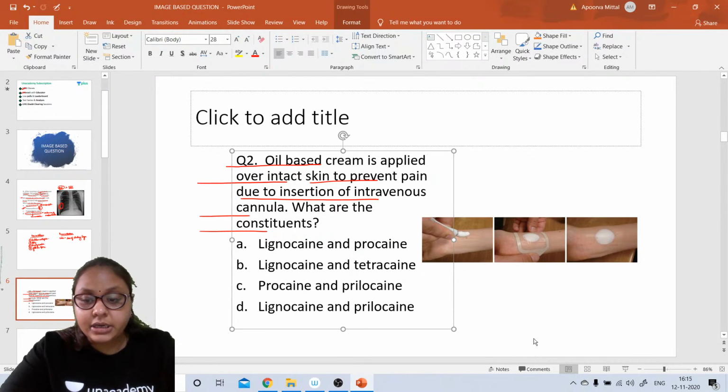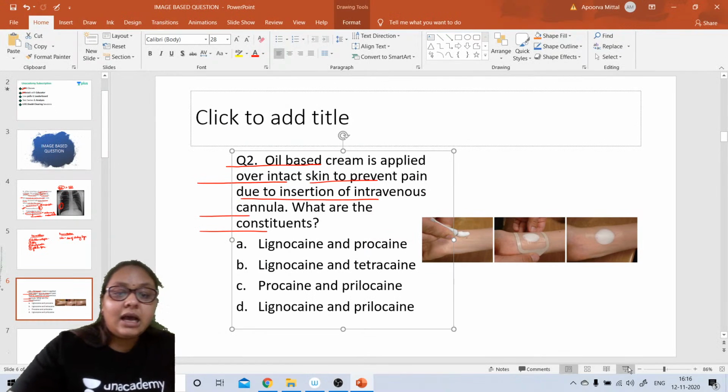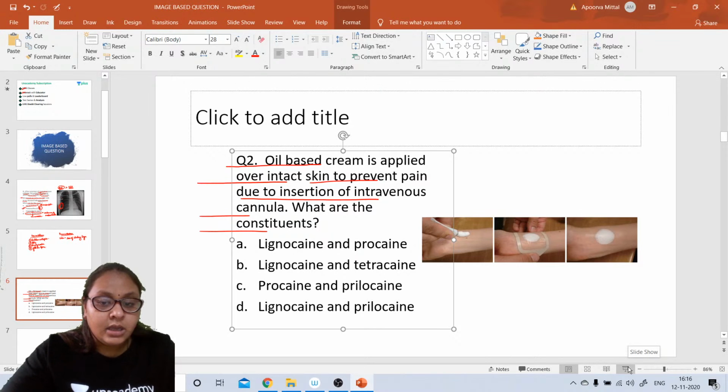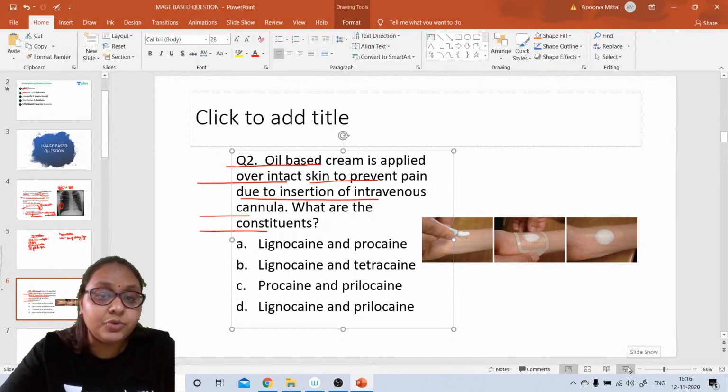Please read the question carefully and tell me. The oil-based cream is applied over the intact skin to prevent the pain due to cannula insertion. What are the constituents? Is it A. Lignocaine and procaine, B. lignocaine and tetracaine, C. procaine and prilocaine, or D. lignocaine and prilocaine? What should be the answer for this, friends? I'm waiting for the answer. Can you please tell me what is the oil-based cream that is used as a local anesthetic to prevent the pain during the cannula insertion?